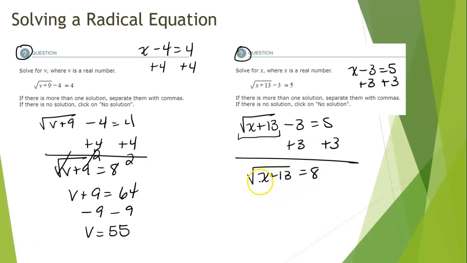Now I can't subtract the 13 because it's inside the radical, so I square both sides. The square and the square root cancel out, leaving me with x plus 13 equals 64. Subtract 13 from each side, and so x equals 51.